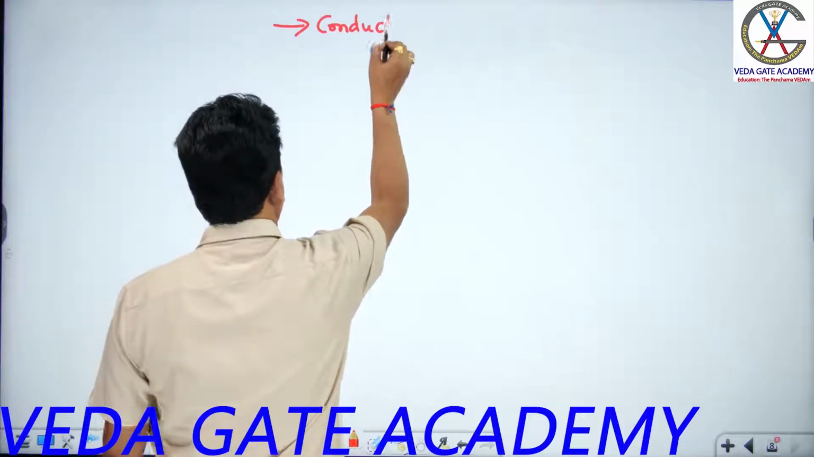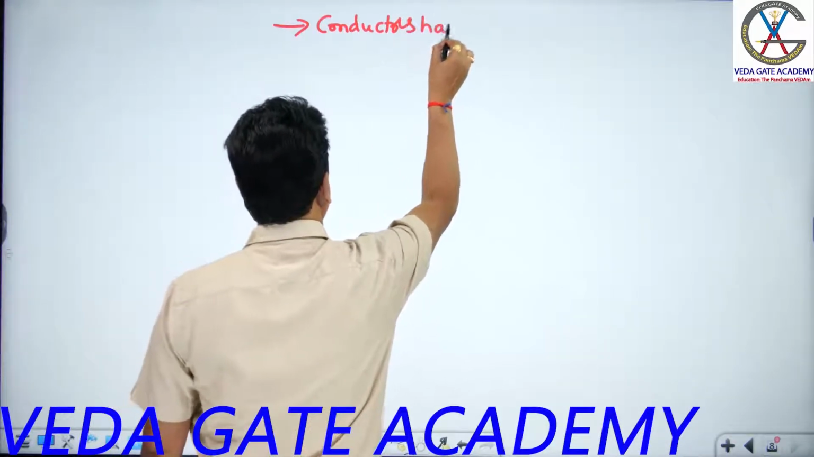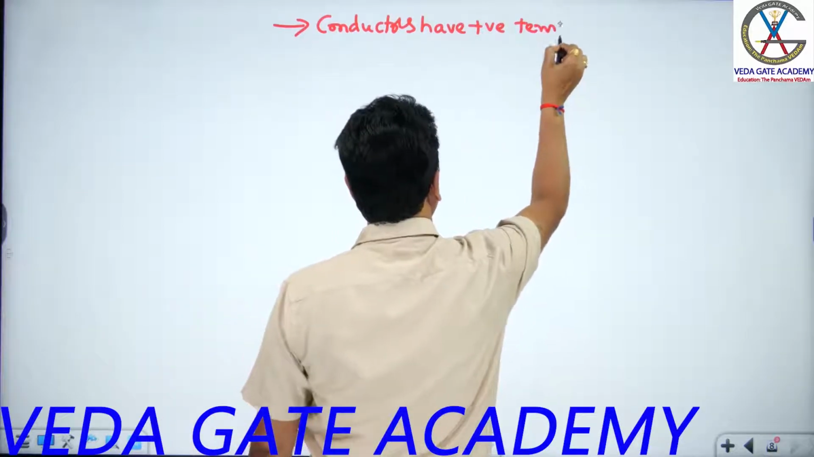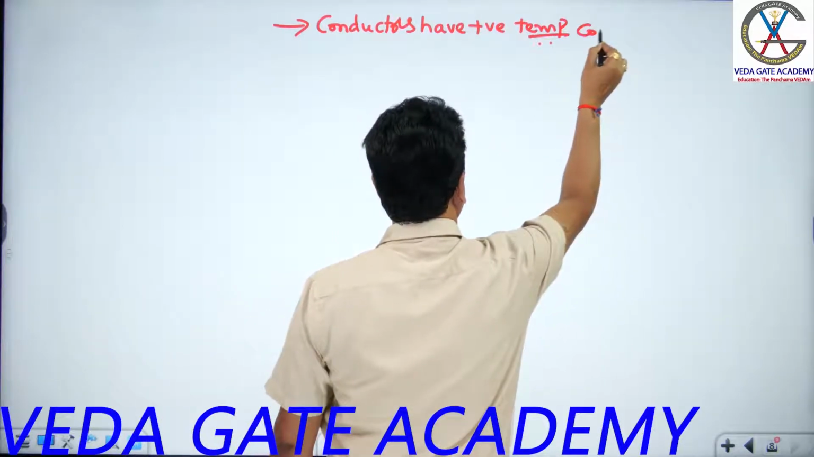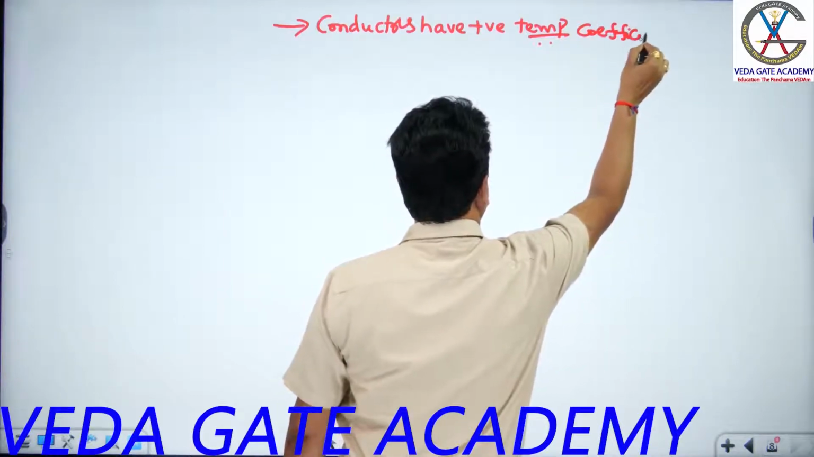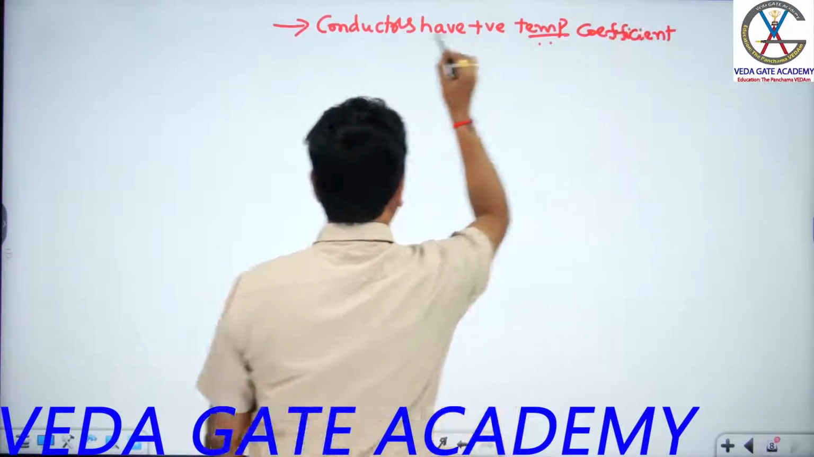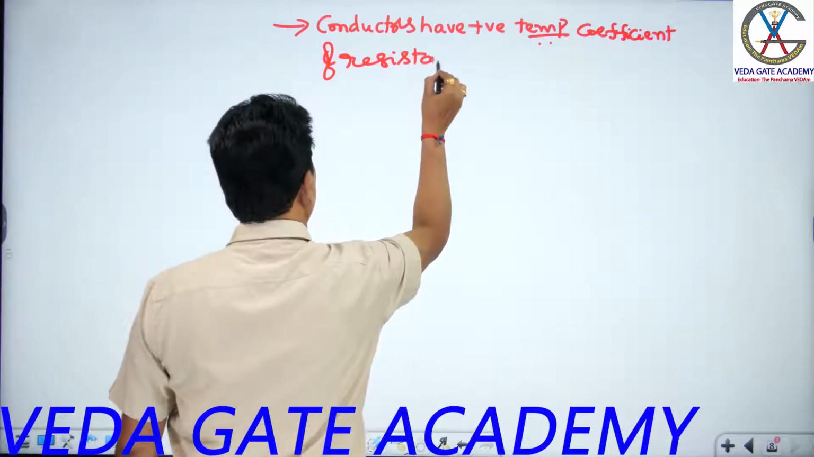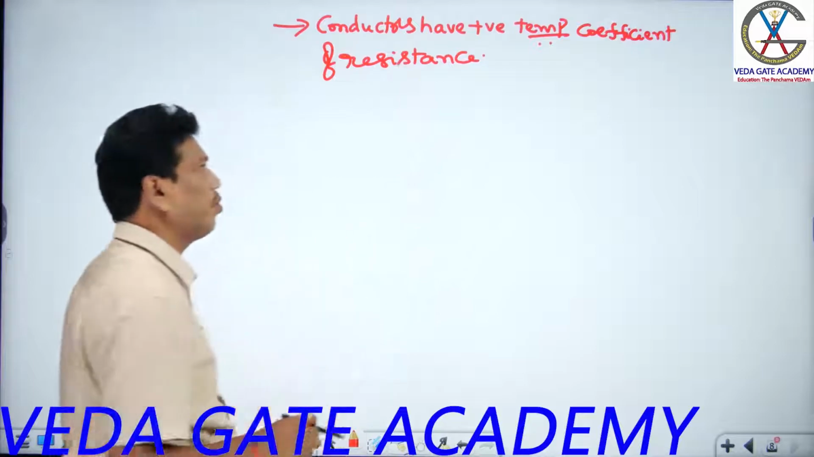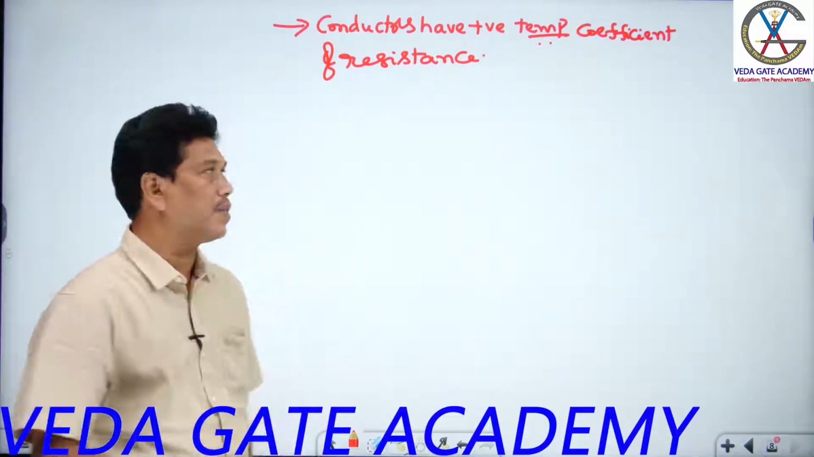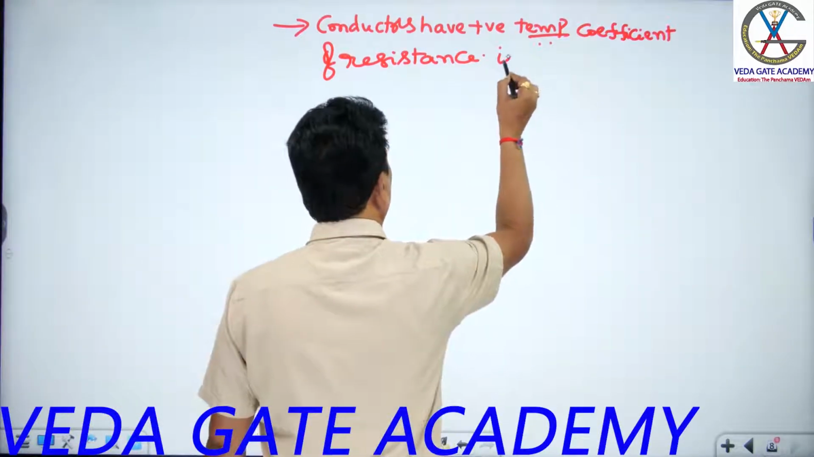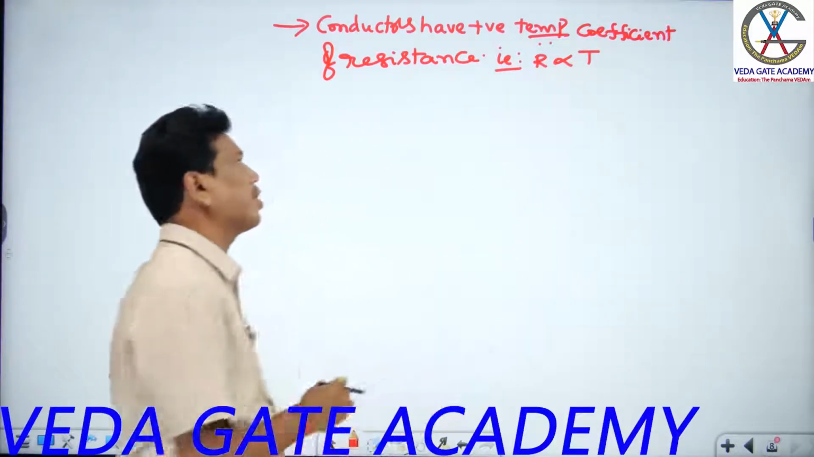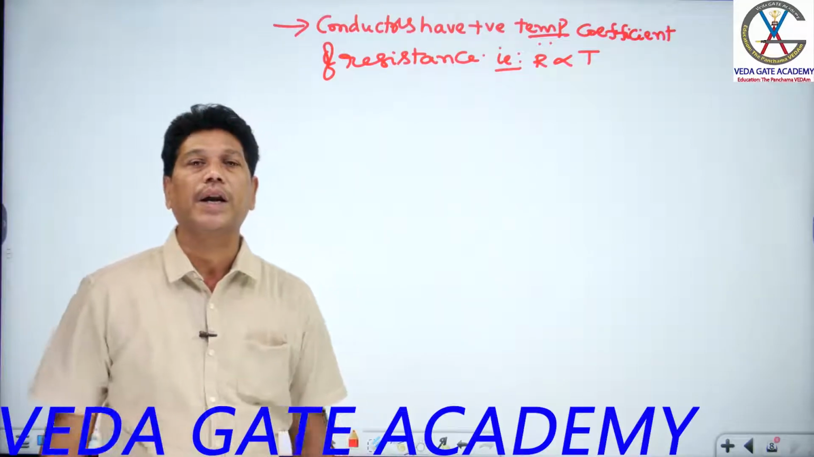Conductors have positive temperature coefficient of resistance. Confirm now, students? Conductors have what? Positive temperature coefficient of resistance. What is the meaning of that one I told you? R proportional to T. As the temperature increases, the resistance of the conductor increases.